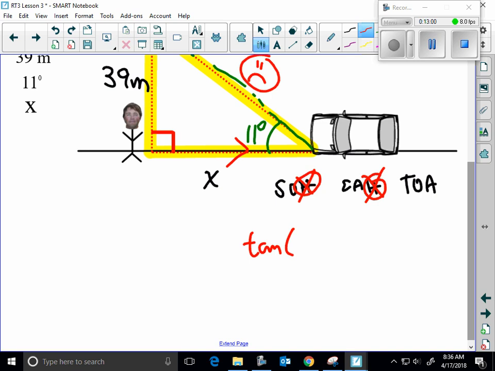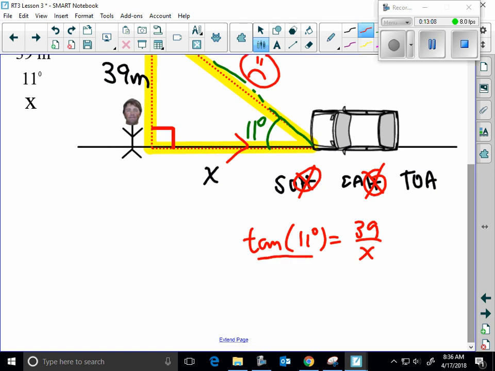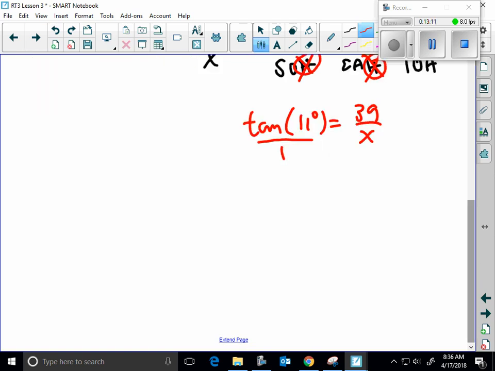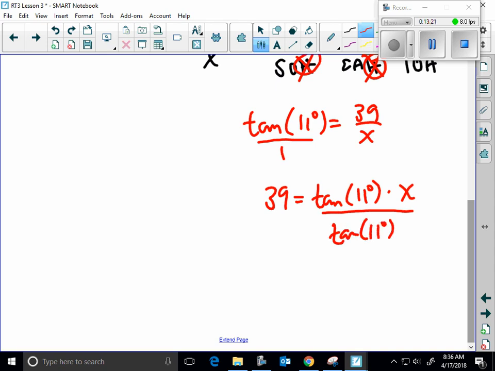And so the expression I would write is tangent of the angle 11 degrees equals opposite over adjacent. I cross multiply. So 39, this is very similar to the last problem, equals tangent 11 times x. I divide both sides by tangent 11. Don't get into the habit of thinking, oh, everything has to be tangent. It doesn't have to be. In some cases it might be.